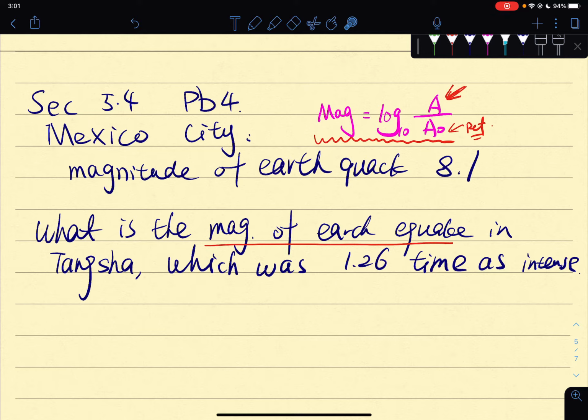So what they said is, okay, I don't really know what A0 is. They didn't tell you in this problem. They simply say I have a known earthquake. Its magnitude is 8.1. And I know how another earthquake compares to the one that I know already, and I want to find the magnitude of that.